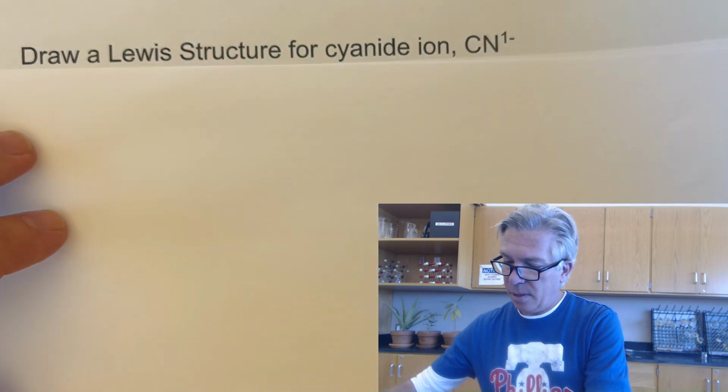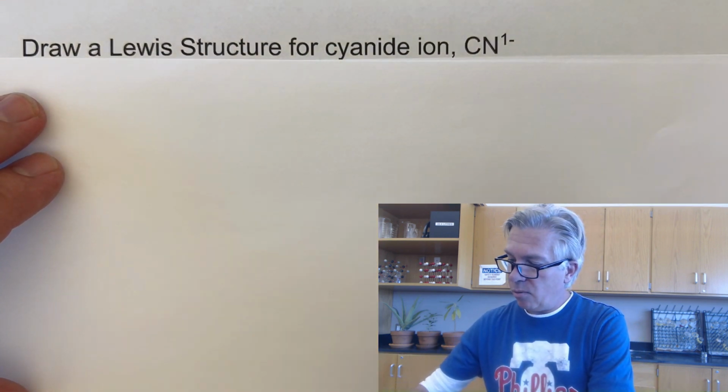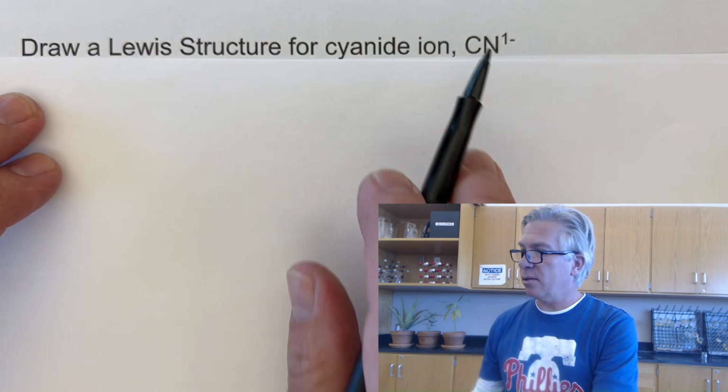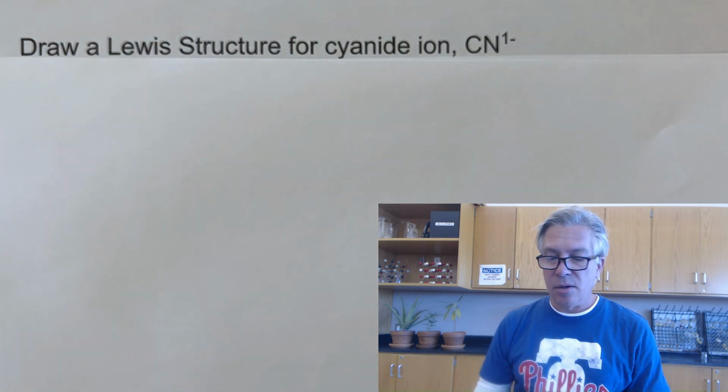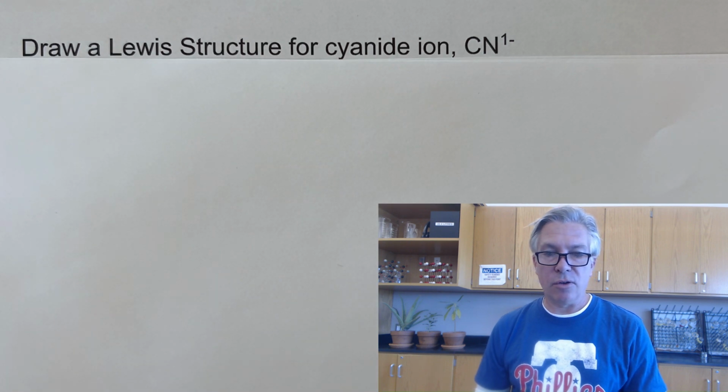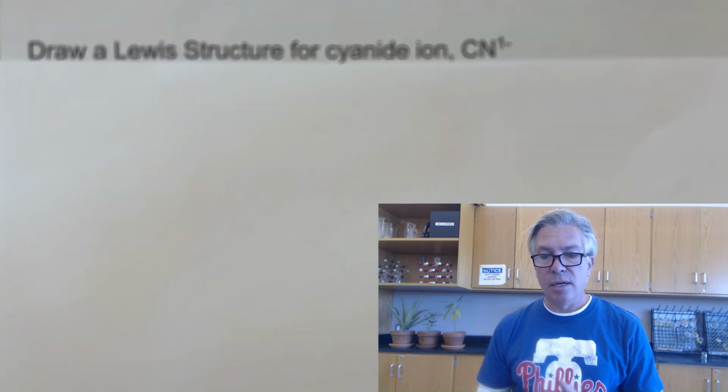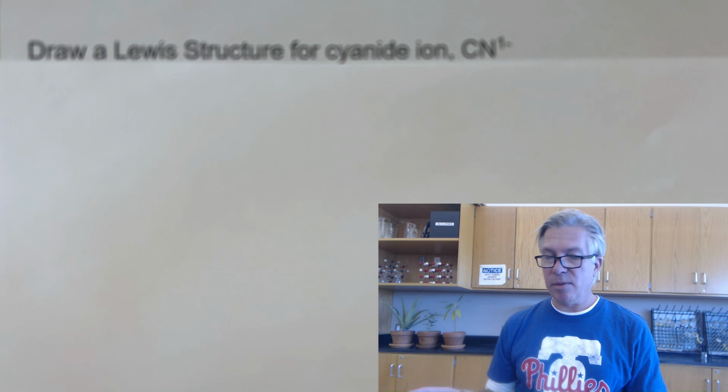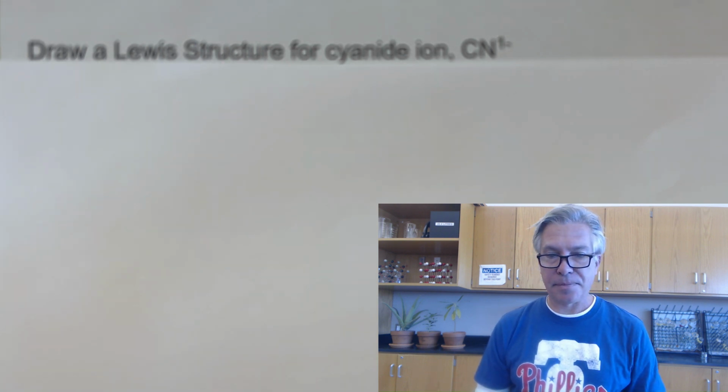It's related to this one, but it's without the sulfur. So we have drawing the Lewis structure for cyanide ion, which is CN with a 1- charge. So feel free to take a moment, pause the video, draw the Lewis structure, and then in a moment I'll show you the solution for that one.